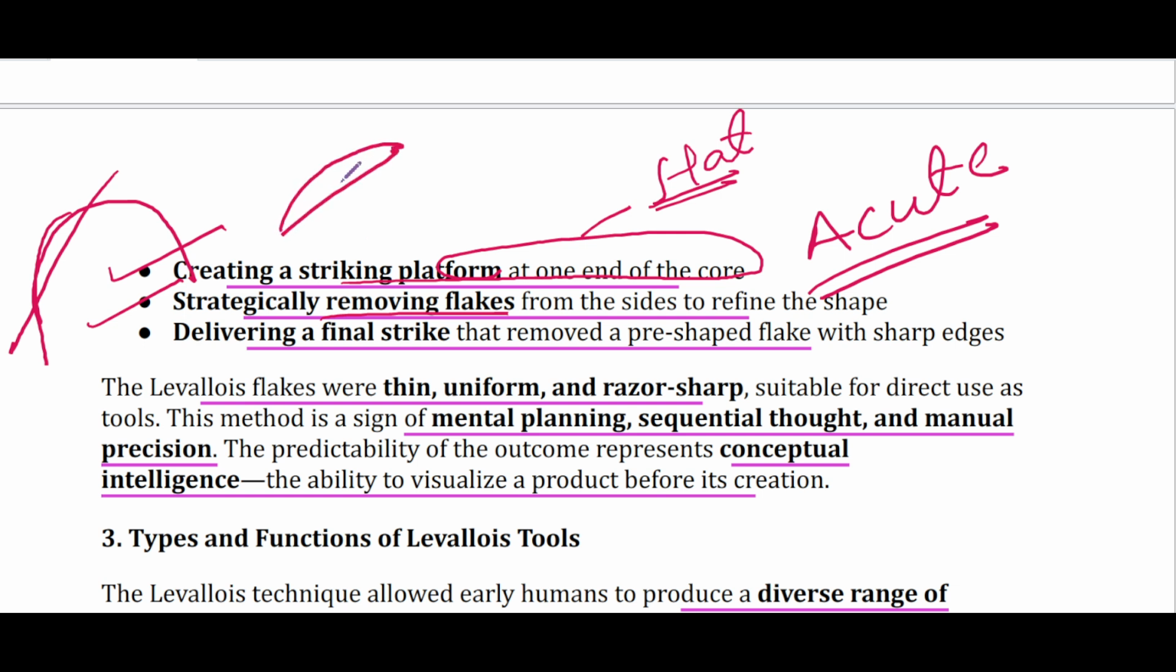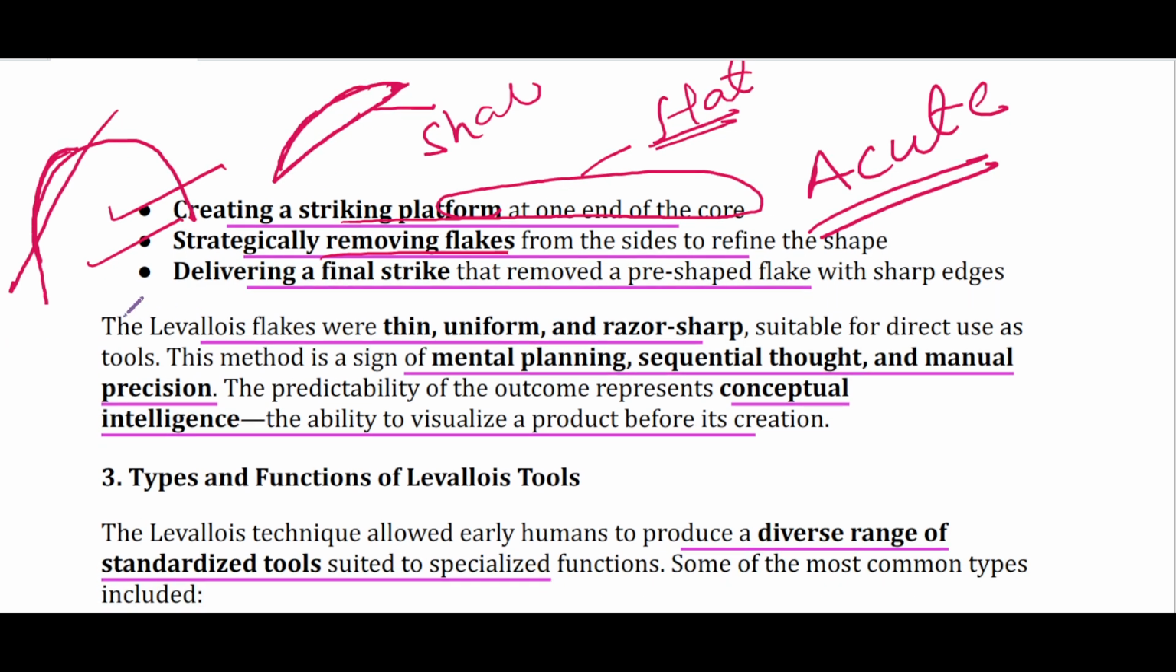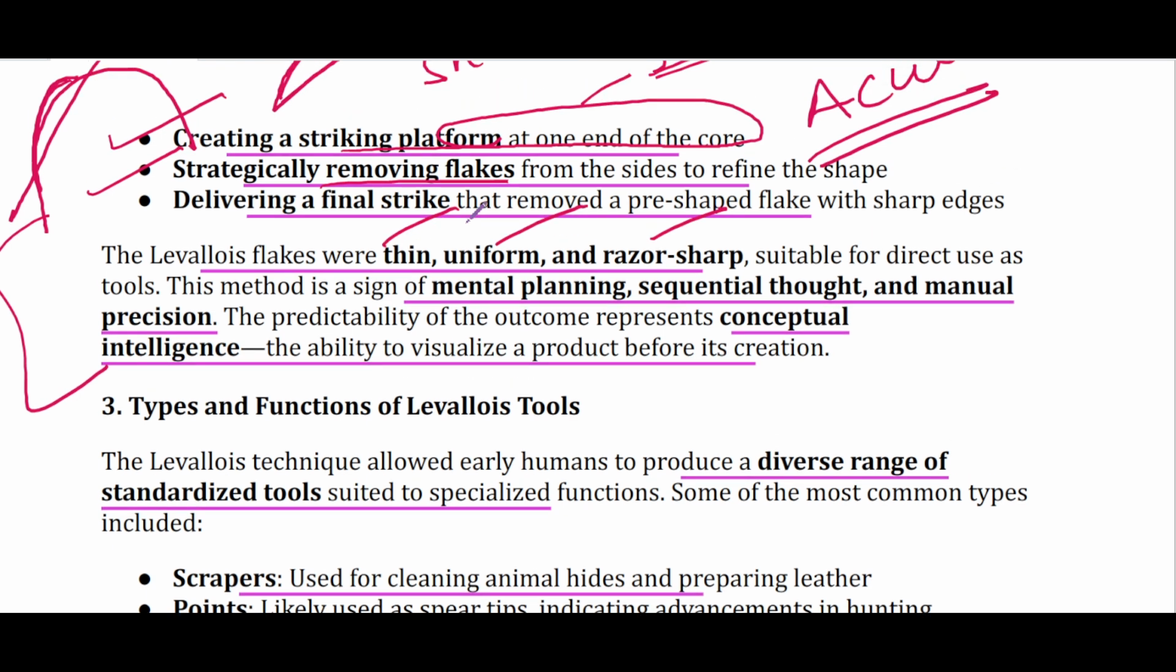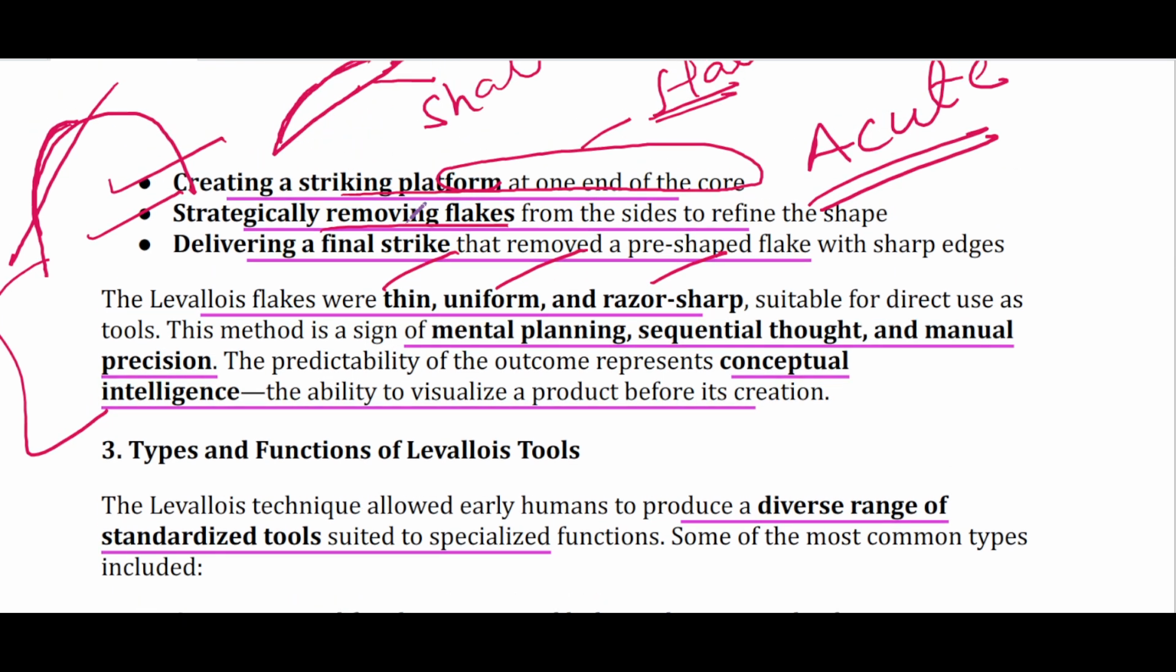chip off. और इस फ्लेक को देख के आप समझ सकते हैं कि एक साइड जो है it will be quite sharp और दूसरी सरफेस जो है जो ऑलरेडी फ्लैट एंड स्मूद है वो भी एक शेप की तरह काम करेगी. So the Levallois flakes, they were thin, uniform, and razor sharp on both sides. That's why they are named bifacial.